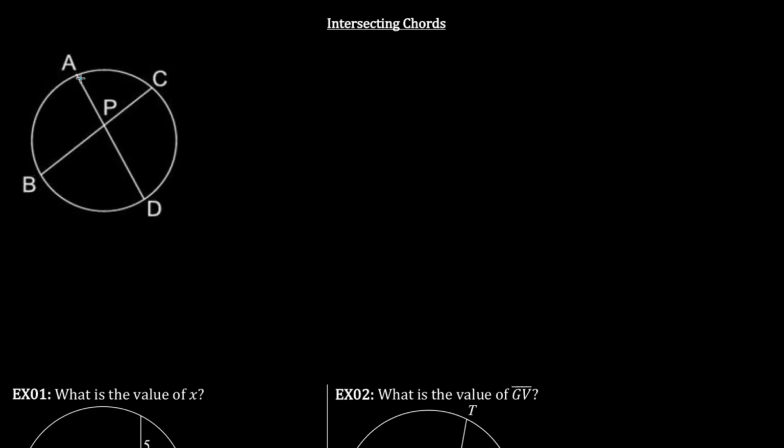It has a chord AD and chord BC. Chord AD intersects with chord BC. We see that as a chord because it's a line segment from one end of the circle to another end of the circle, across the circle. So this is pretty easy right here.